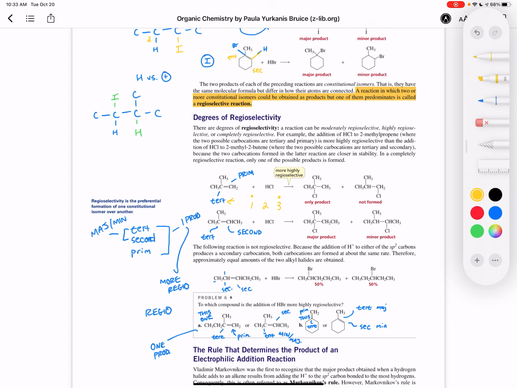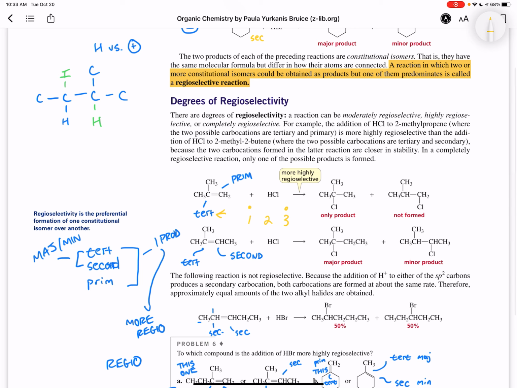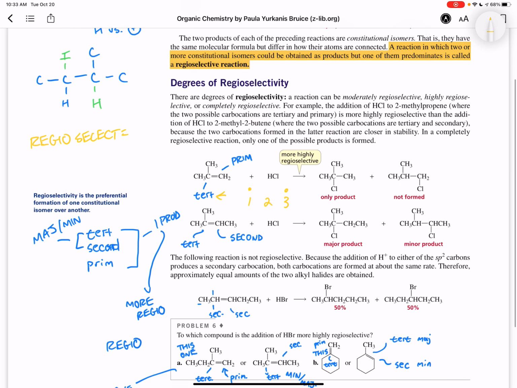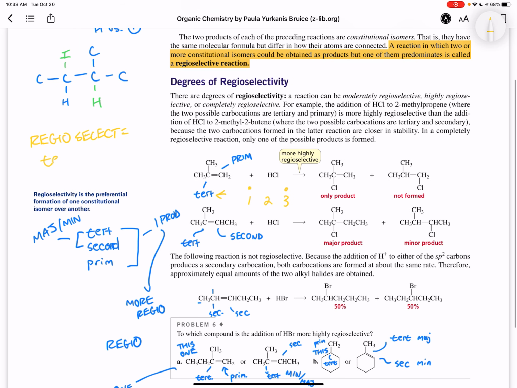So I'll write that again. Regioselectivity is when you have a big difference. For all the examples that I've seen, it's when you have a tertiary and a primary. You have a tertiary and a primary, only one product.